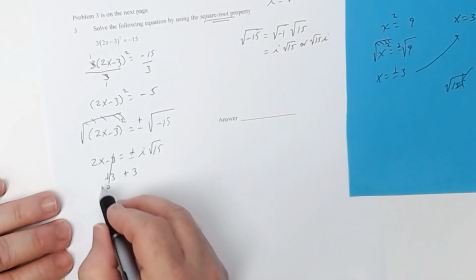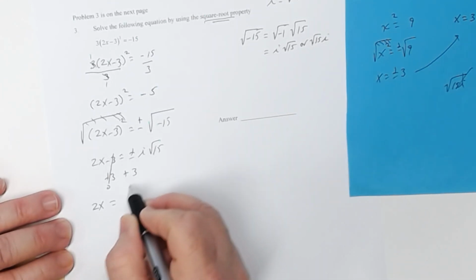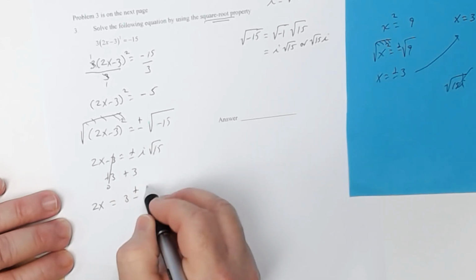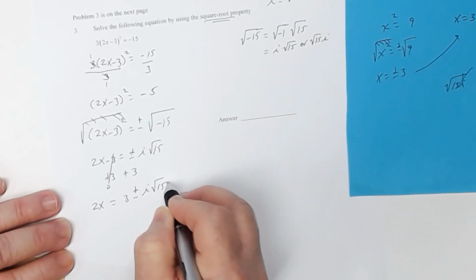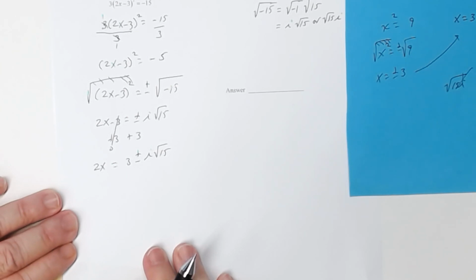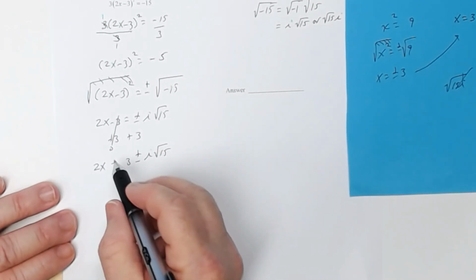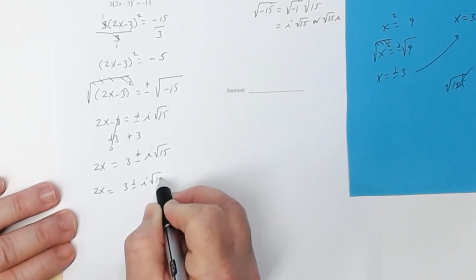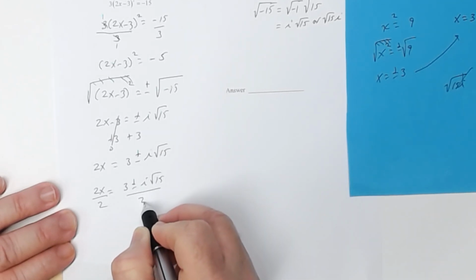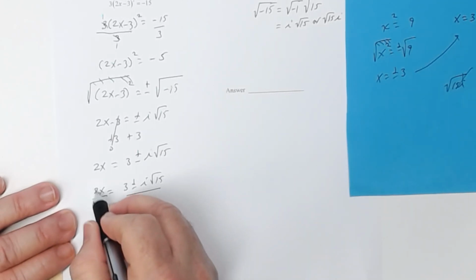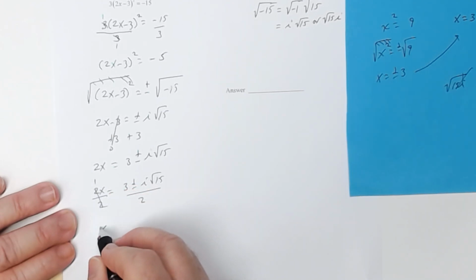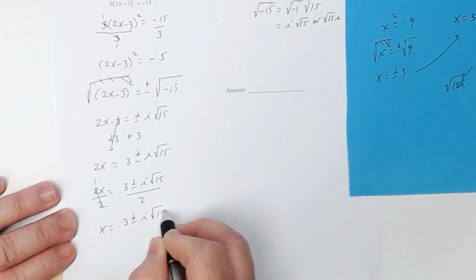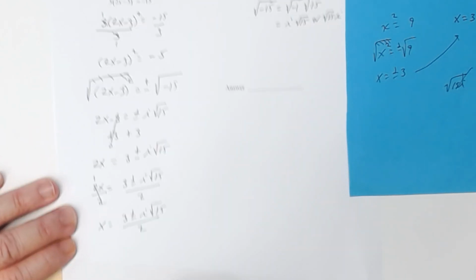So what you want to do at this point is say 2x equals 3 plus or minus i square root of 15. And then one more step and you're done. To get x by itself, you're going to divide both sides by 2. What you do to one side, you do to the other. 2 divided by 2 is 1. 1 times x is x. I get x equals 3 plus or minus i square root of 15, all divided by 2.